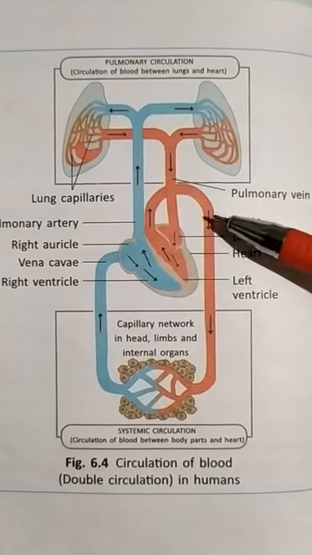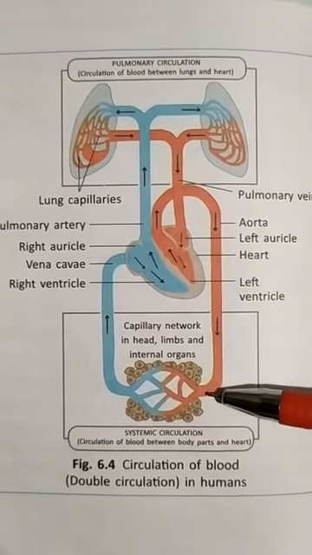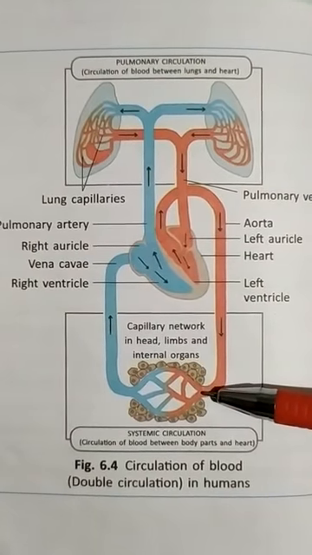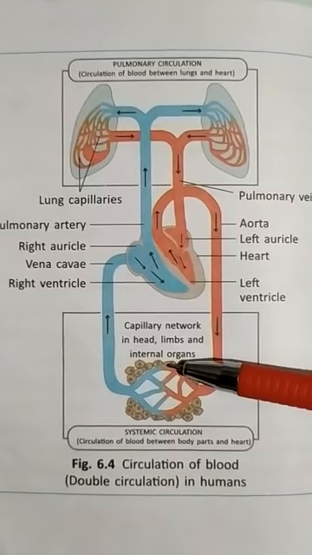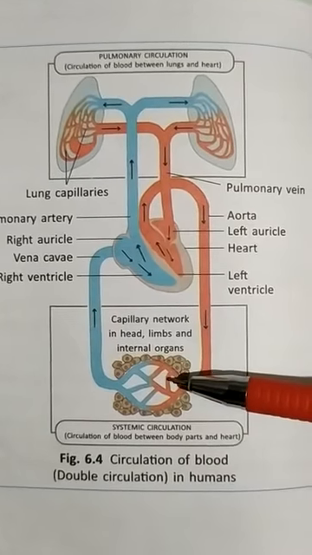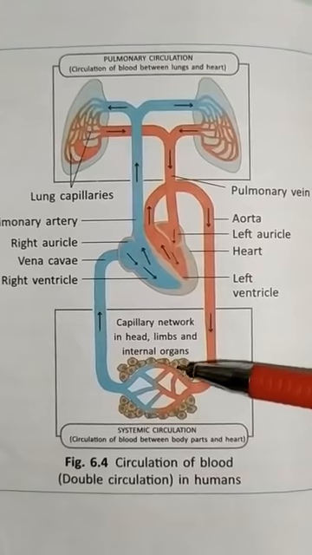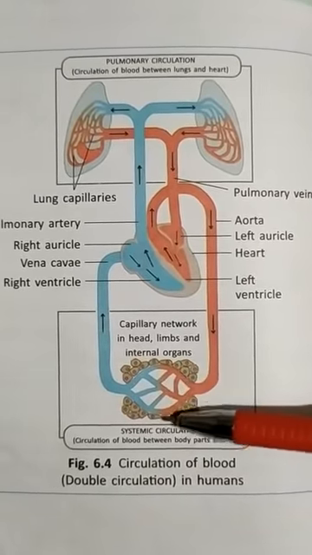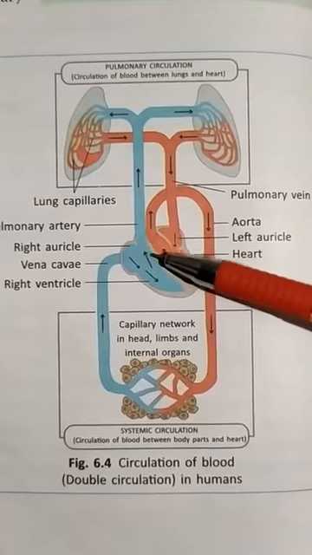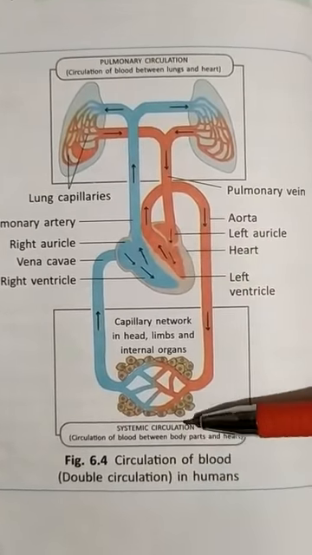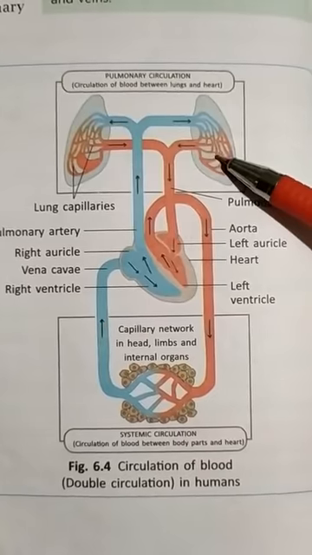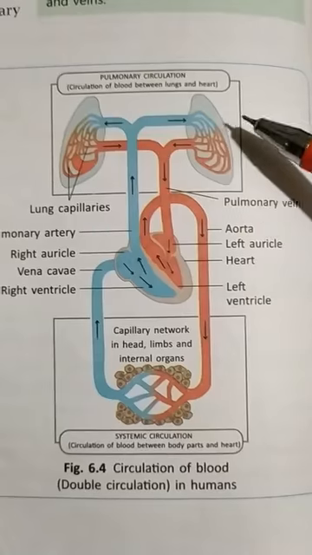This main artery, that is the aorta, further branches out, and the arteries carry the oxygenated blood to all parts of the body. The organs present there receive the oxygen, and the blood again gets deoxygenated, and the deoxygenated blood comes back to the right auricle. So in systemic circulation, the circulation of blood is between body parts and the heart. However, in pulmonary circulation, the circulation of blood is between the lung and the heart.